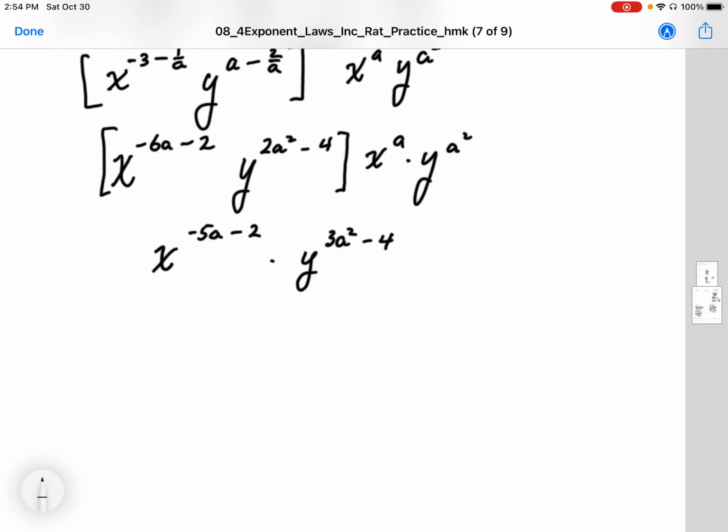I'm going to take that same answer and put that negative exponent in the denominator. Okay, so this is good enough. But when we have both those terms as negative powers, it's probably better to express them as 5a plus 2 in the denominator.